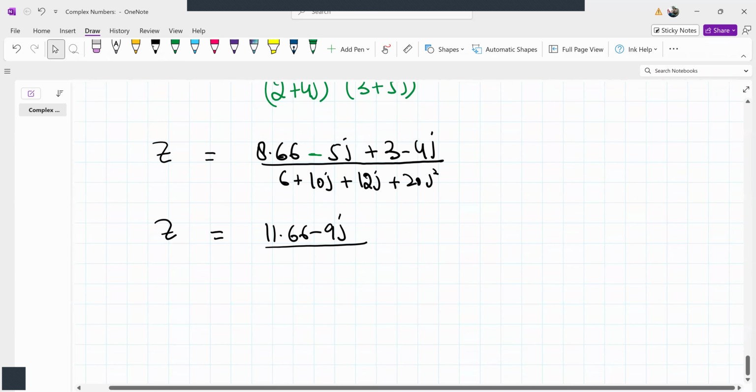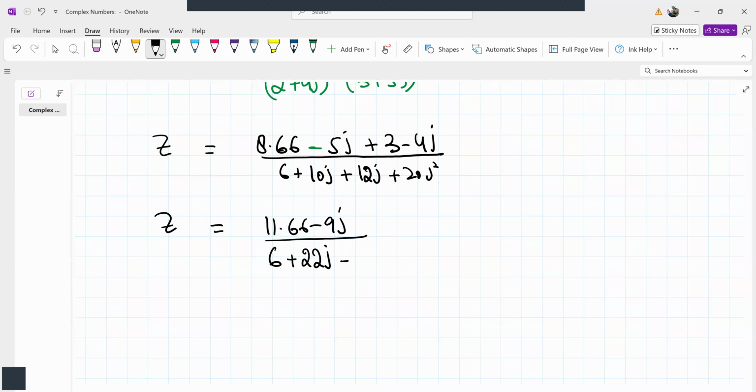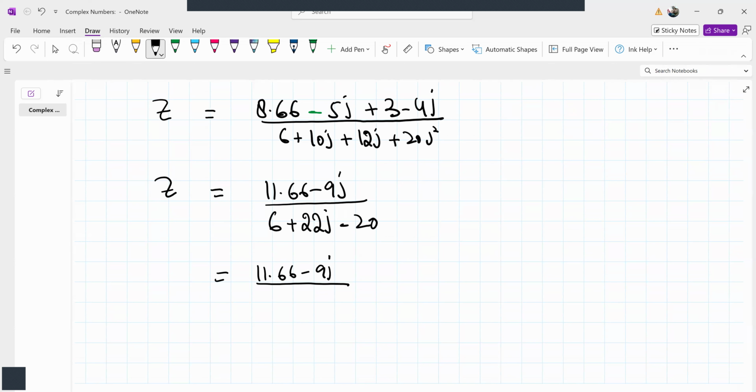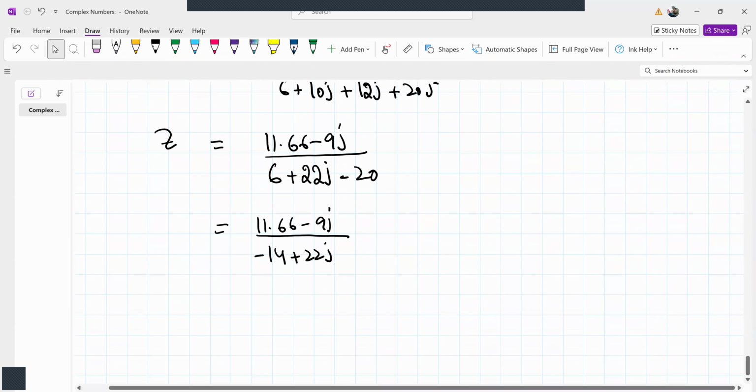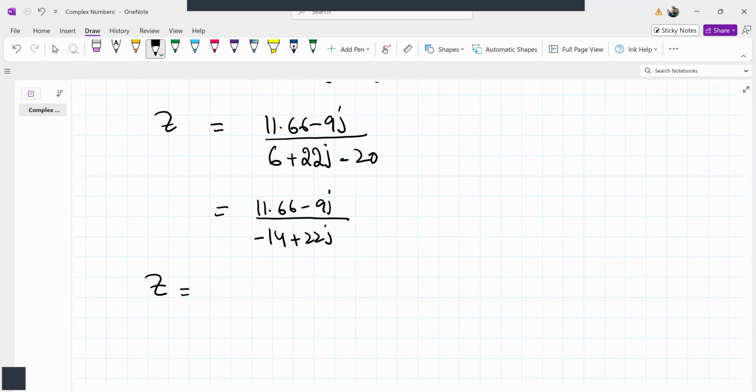divided by now 6 plus 10 plus 12 is 22j. And j square is -1, so it will be minus 20. So this will be equal to 11.66 minus 9j divided by 6 minus 20 is minus 14 plus 22j. Okay, so this is our complex number. So z will be equal to, so this is the complex number.